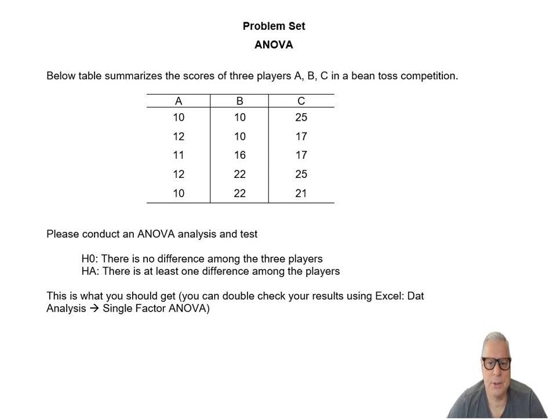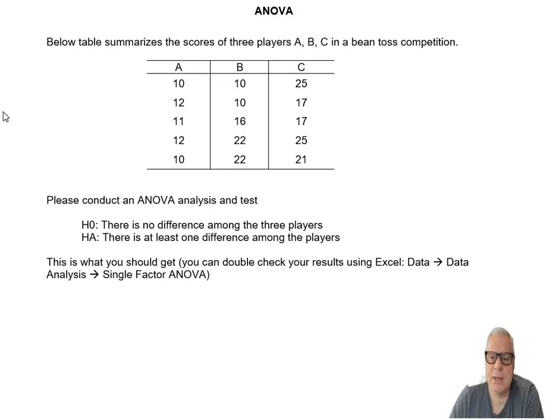Okay, let's do a problem set which is very similar to the one in the previous video, and the only difference is that this time we have for each group 1, 2, 3, 4, 5 observations, but we still have 3 groups. So the table below summarizes the scores of 3 players A, B and C in a bean toss competition. So here's the data. Please conduct an ANOVA analysis test.